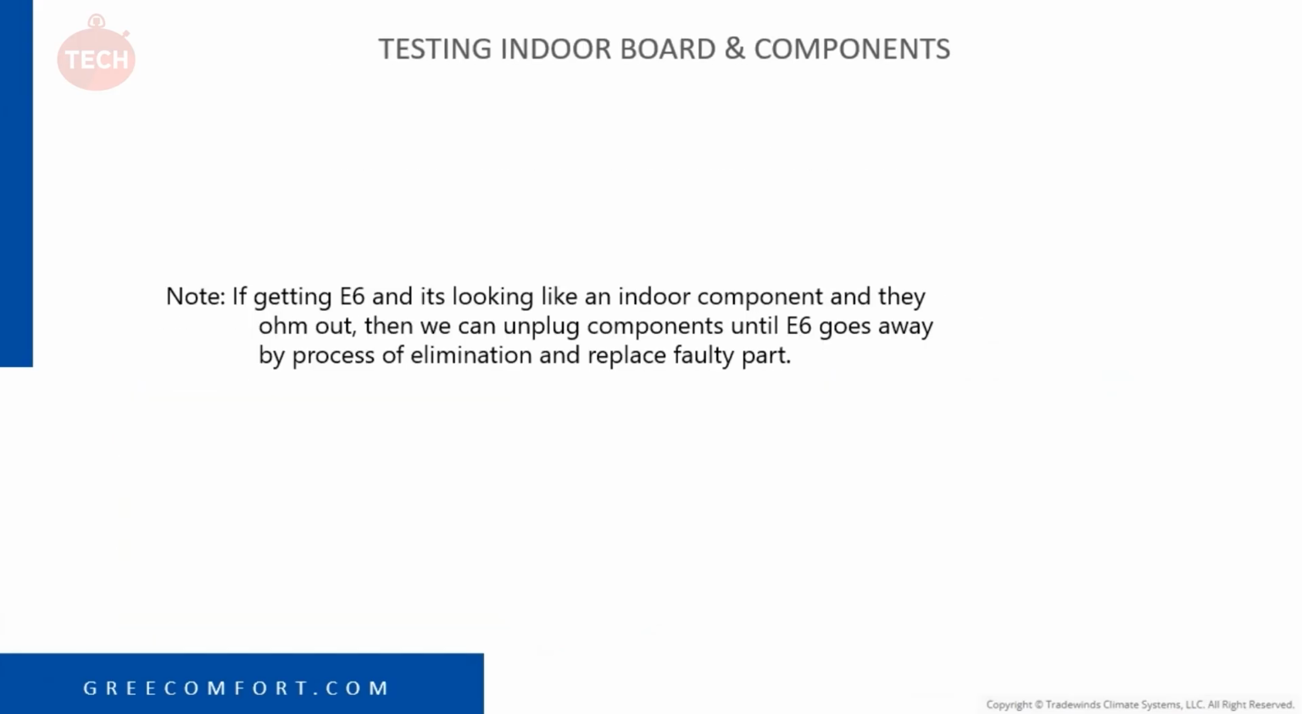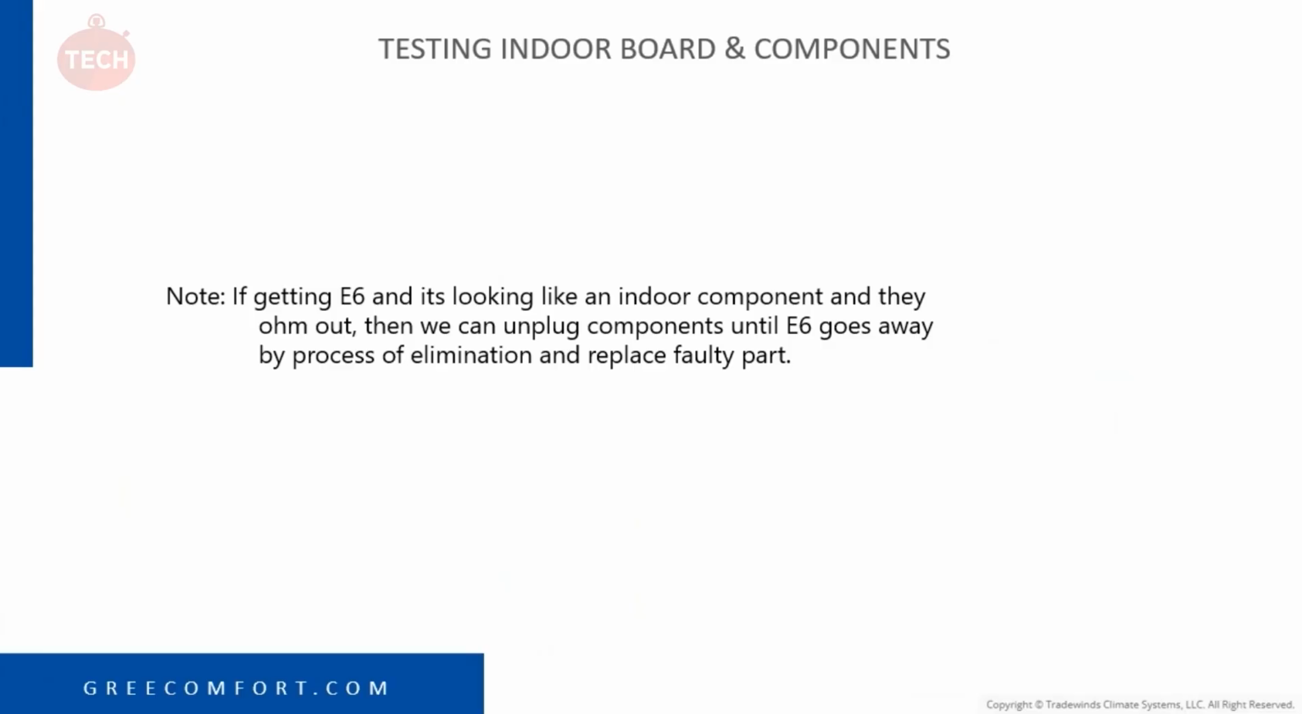A little note here: if getting an E6 and it's looking like an indoor component and they ohm out, then we can unplug the components until E6 goes away and do process of elimination and replace the faulty part. Kind of like the same thing we did on the outdoor unit. Obviously we would check everything else first to make sure everything else ohms out. If nothing is showing shorted, but something's dragging down our communication, it could be something internal in that part that's not showing up on our meter, or it could be our meter.